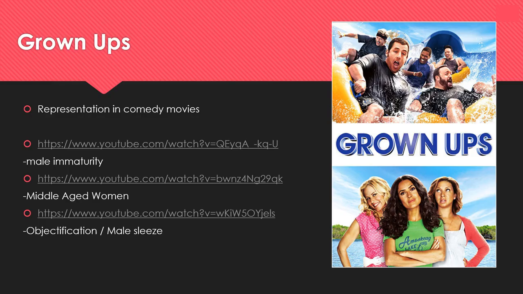Also shows some objectification of women, where the lady is trying to fix her car and she's got no idea about cars, so that's a stereotypical thing about women. And then the men are all objectifying her by basically looking at her while she's trying to fix it.